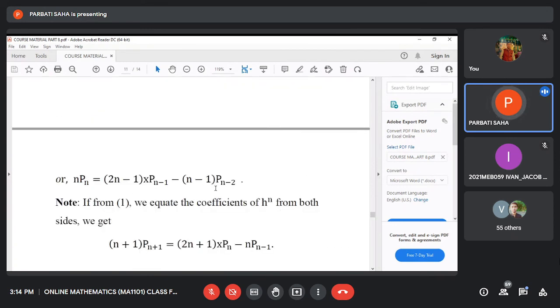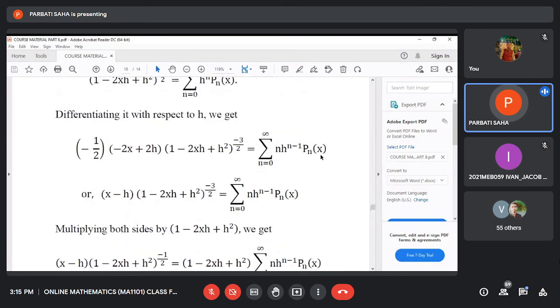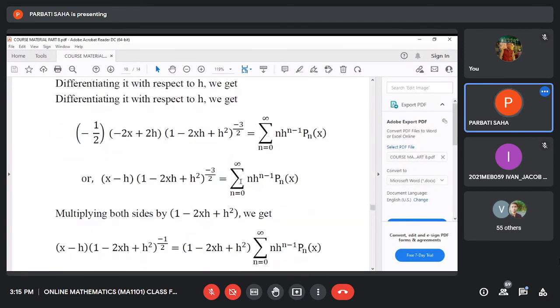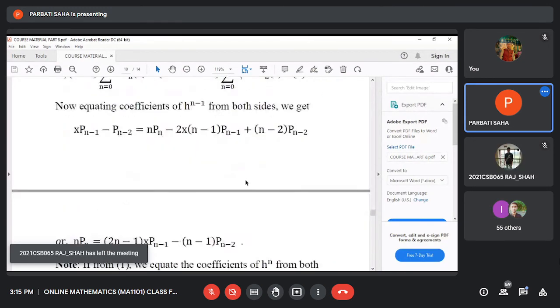Now, after simplification, it looks like this. If we equate the coefficients of h to the power n from both sides, it will give this. So, in order to prove P_n = ((2n-1)/n) x P_{n-1} - ((n-1)/n) P_{n-2}, we have taken this by comparing coefficients of h to the power n minus 1.